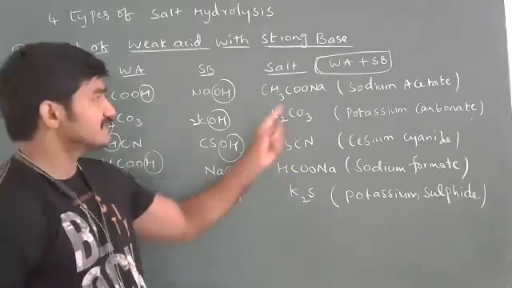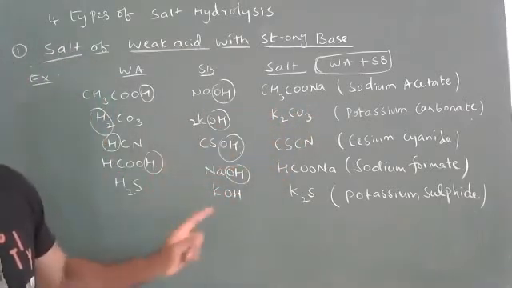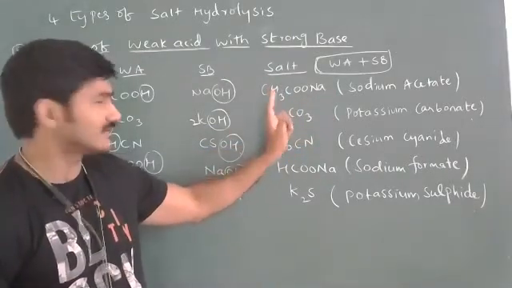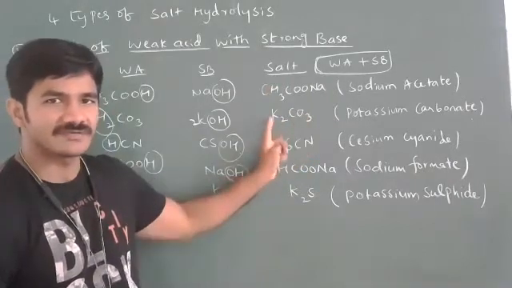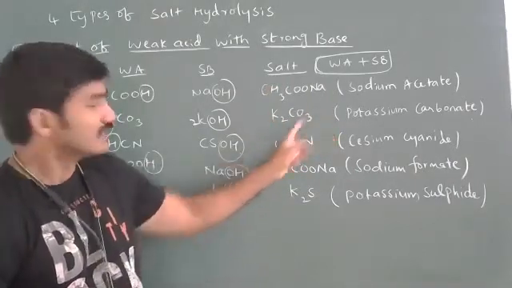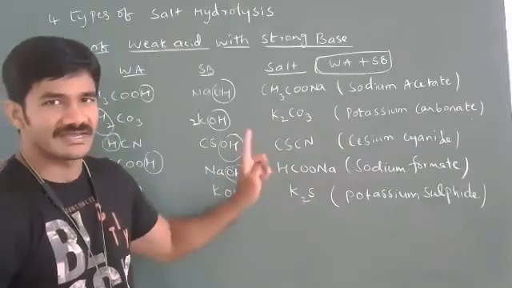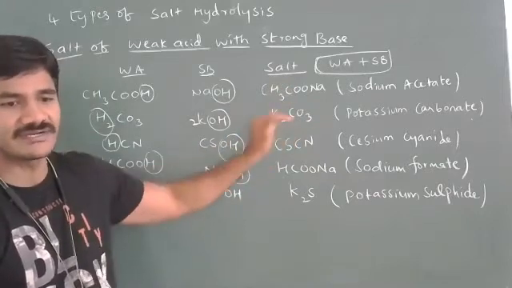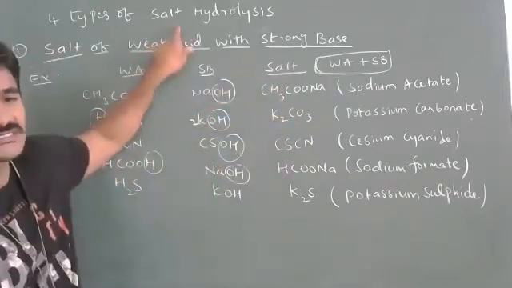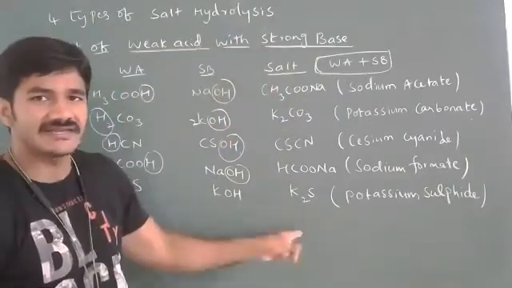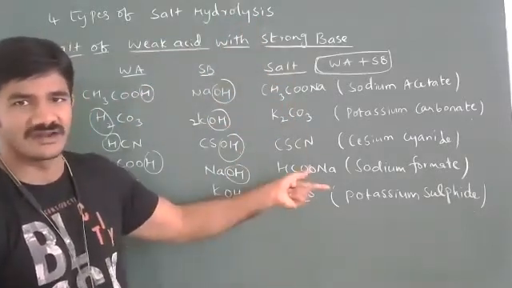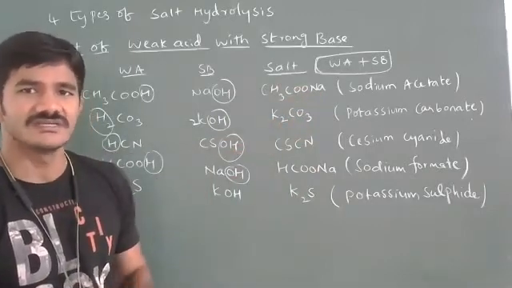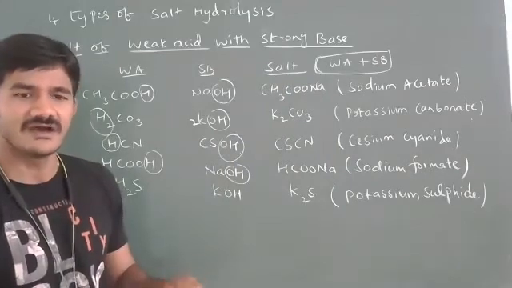Now, in every salt, we have one cation and one anion. Sodium acetate: what is the cation? Na plus. What is the anion? Acetate. K2CO3: the cation is K plus, the anion is CO3 2 minus. Like this, in every salt, we have one cation and one anion. Now, when I add water to this salt, our concept is salt hydrolysis. We have to hydrolyze this salt by adding water. Out of cation and anion, which species undergo hydrolysis: the cation, the anion, or both?